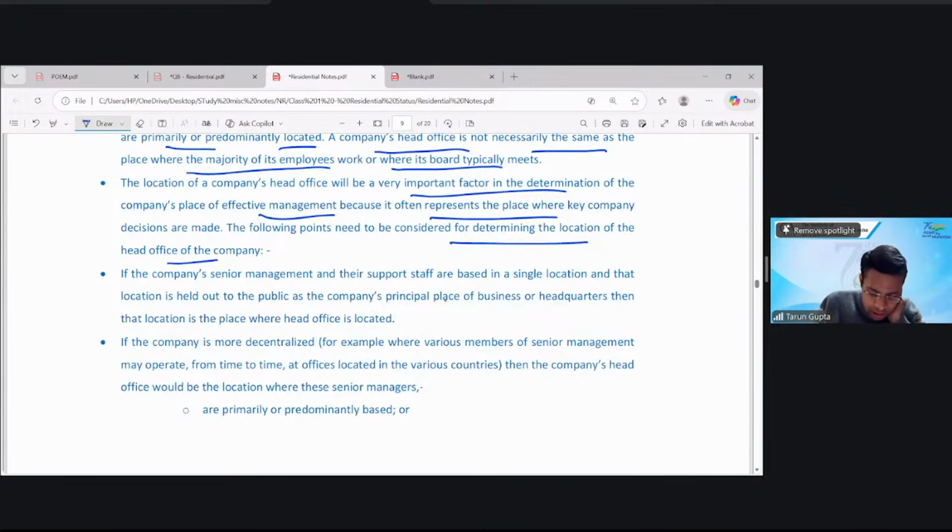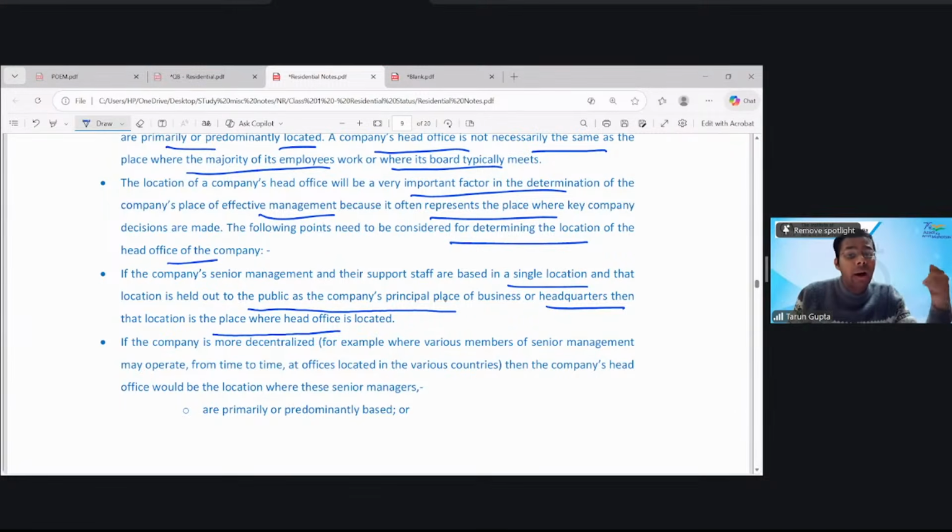If company senior management is based in a single location, and the location is held out to the public as the company's principal place of business or headquarters, then that location is the place where the head office is located. Okay, it just gives you an idea. It's all adding to the conclusion, giving weight to the conclusion where the POEM is. You have to see the entirety of the facts.